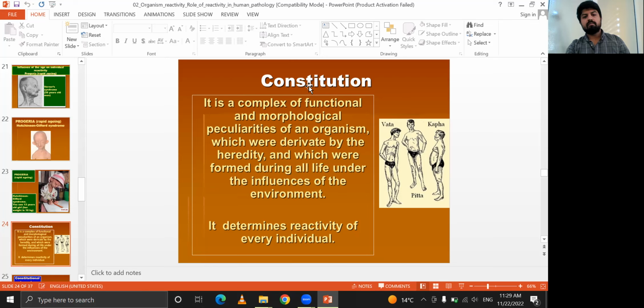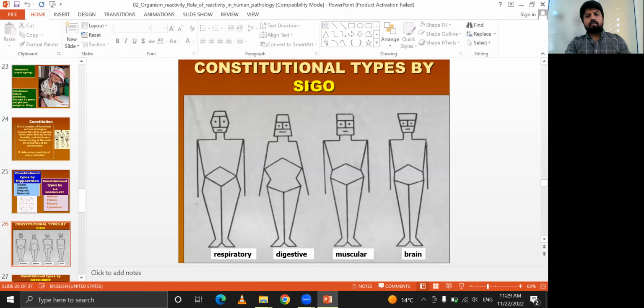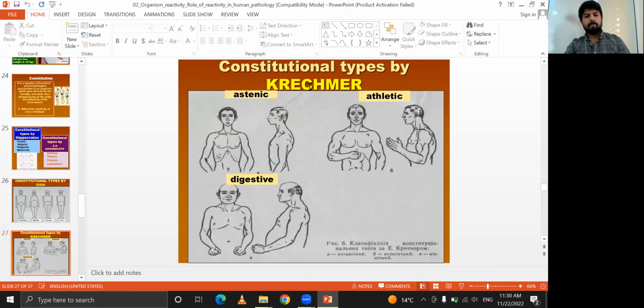Constitution is the complex of functional and morphological peculiarities of an organism which were derived by heredity and formed during life under the influence of the environment. It determines the reactivity of every individual. There are the constitutional types of Hippocrates and others, and constitutional types such as respiratory, digestive, muscular, and brain.